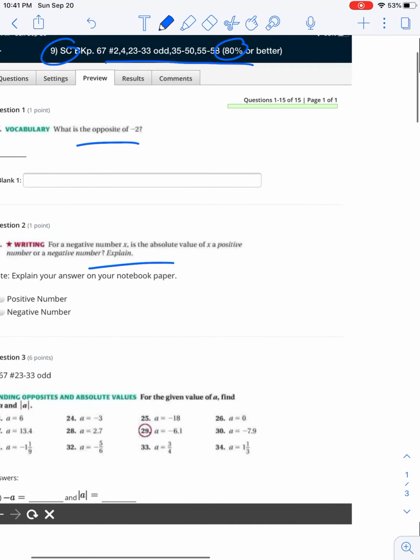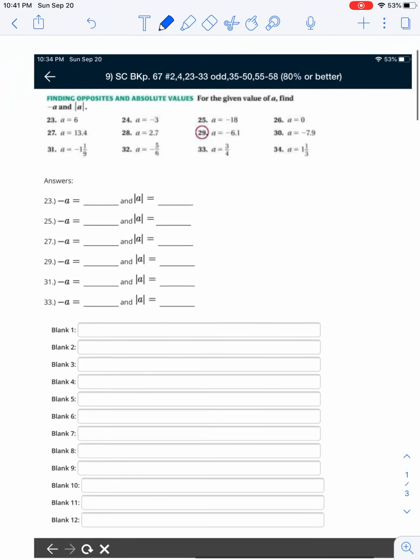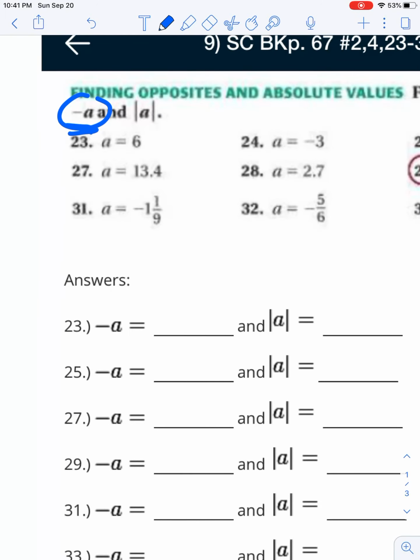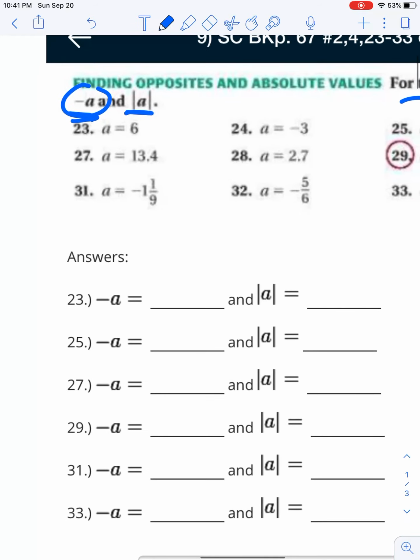But going on to that next set, I'm on Notability here, so I just pulled all the book problems into here so I can write on them for you. This next set says for the given values of A, find the opposite of A. That's a way of writing that when it has a little negative sign in front. The opposite of A and the absolute value of A. So for each of the numbers they give you, you're going to find first the opposite of it and then the absolute value of it. And you're going to list them down below in those answers.